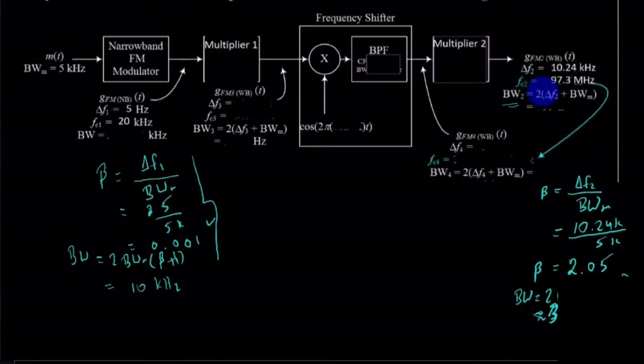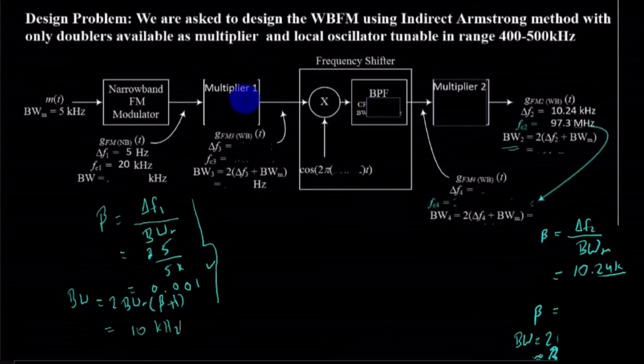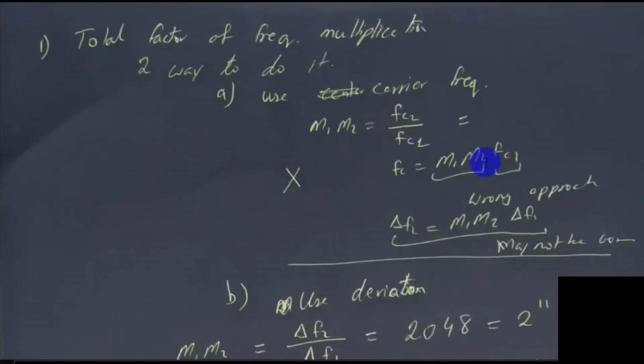You divide it by the output of narrowband FM, that is 97.3 megahertz divided by 20 kilohertz. So whatever this is, that will be the total multipliers. If you divide these two, they are going to give you M1 and M2, which is over here. M1 and M2, right? So this is one technique.